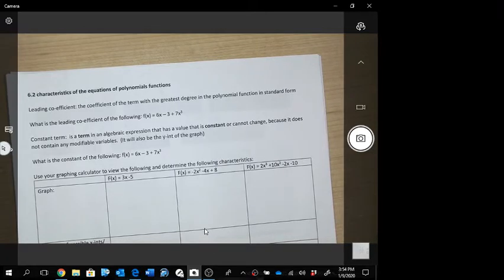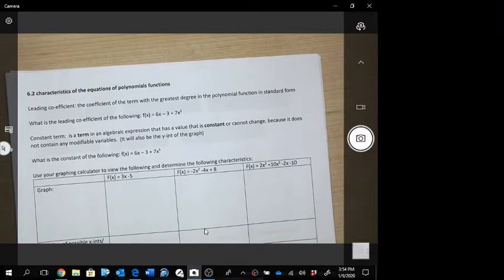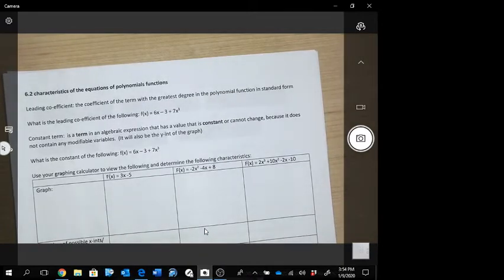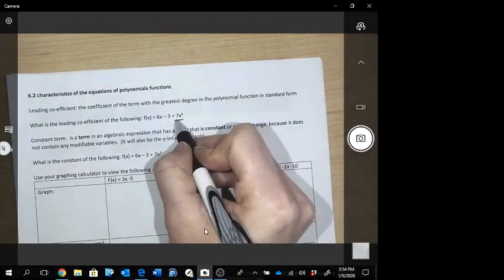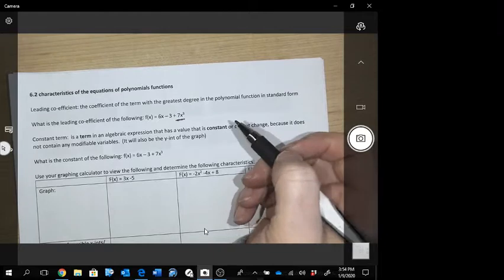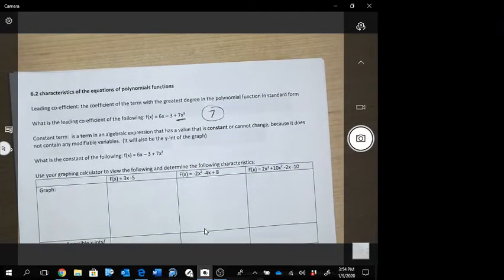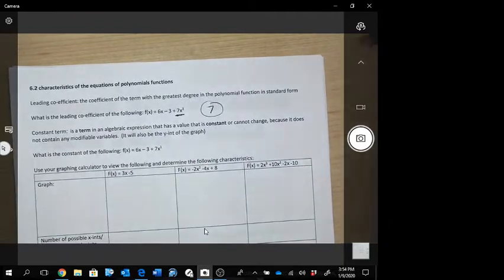So if I look at the next question here, what is the leading coefficient of the following? So first of all, I try to identify where is the highest degree. So this is the term that I'm looking for because it's a cubic, that's the highest degree. So my leading coefficient is 7 because I have 7x cubed.